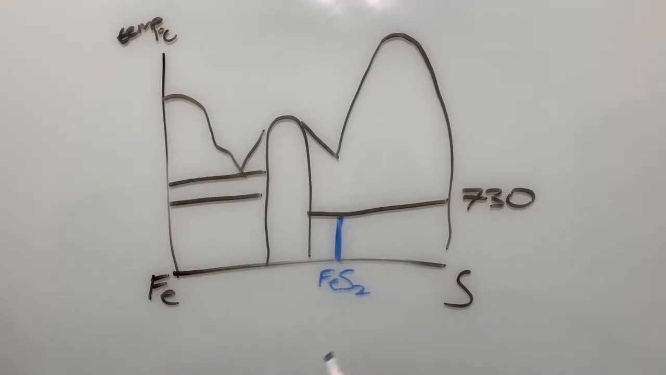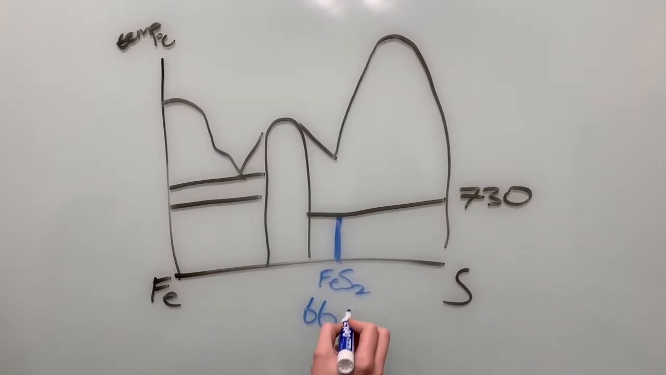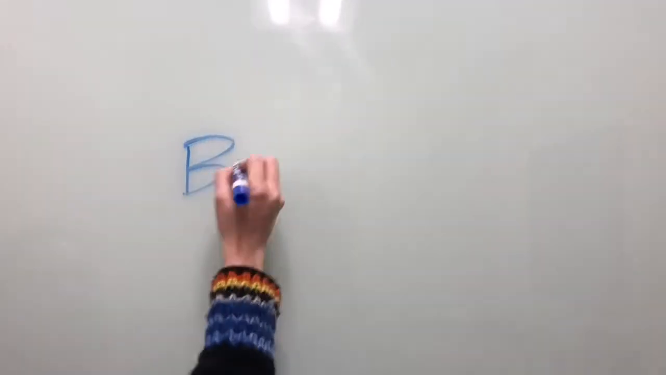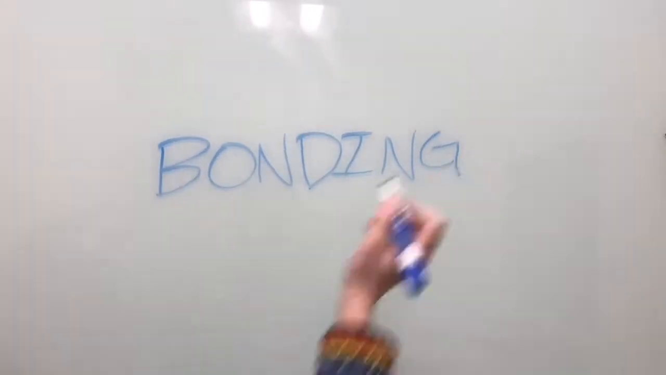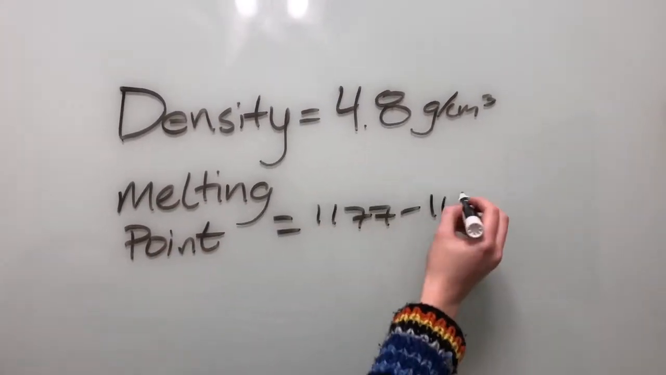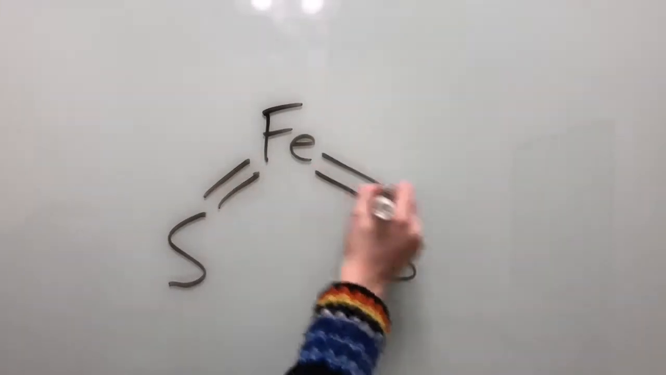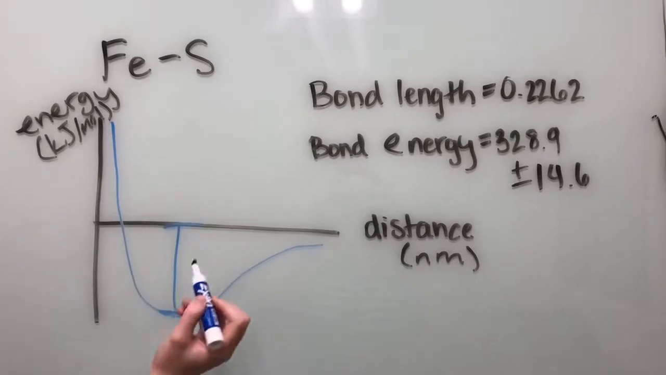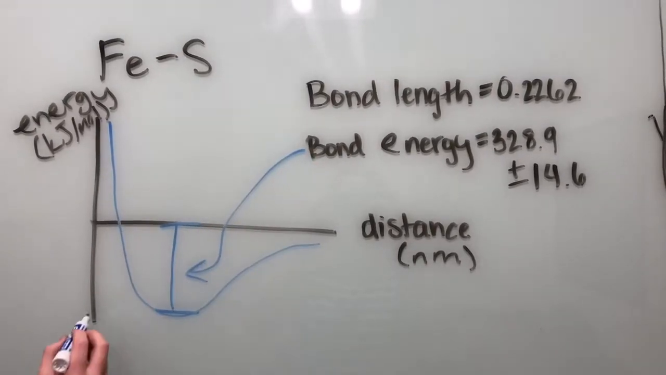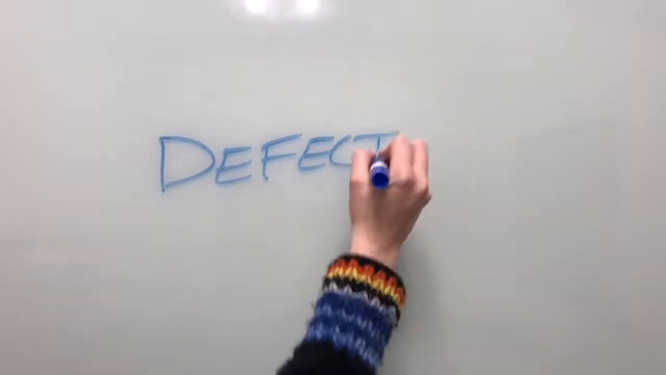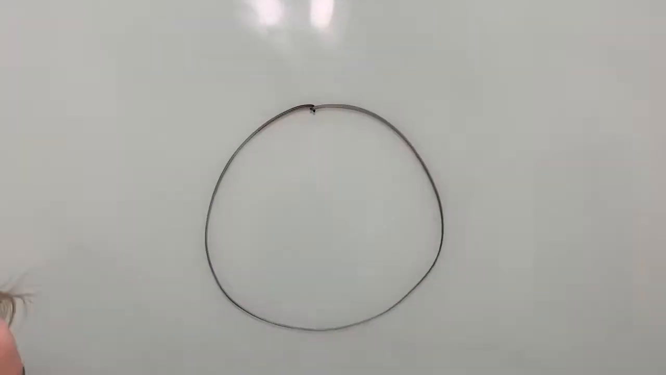It can be made a single crystal with no defects and is not metastable because the equilibriums can be reached within a timely manner. Pyrite has a density of 4.8 grams per centimeter cubed and a melting point of 1,177 to 1,188 degrees Celsius and is composed of 2 atoms of sulfur and 1 of iron, with the iron-sulfur interactions being mainly covalent. Bond length is 0.2262 nanometers and 328.9 kilojoules per mole.